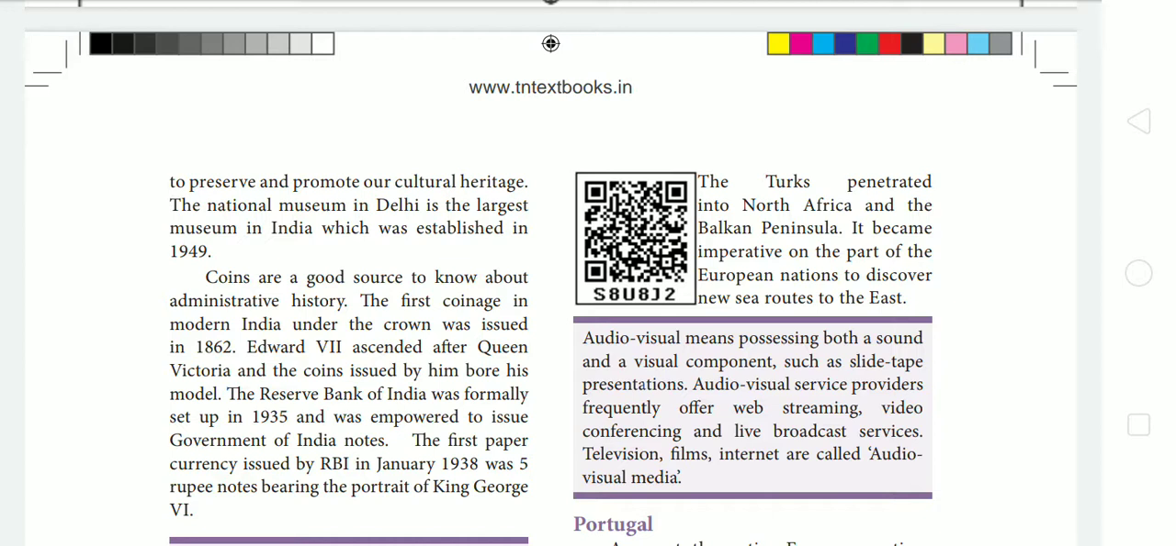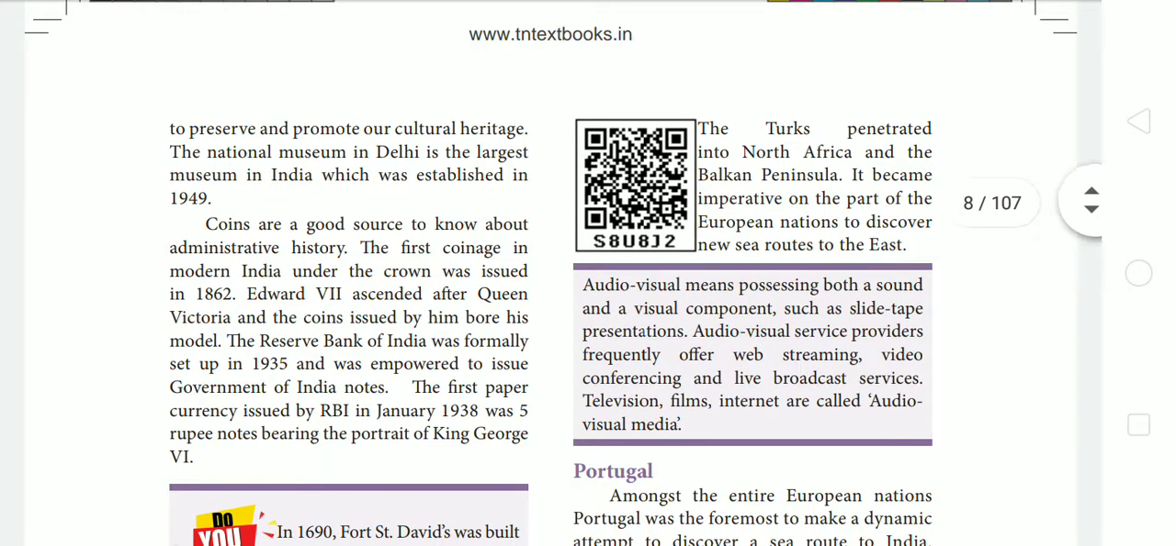Okay. So which is the largest museum in India? The National Museum. It is located in Delhi. So it is the largest museum in India, and this museum was established in the year 1949. Coins are a good source to know about the administrative history of India.